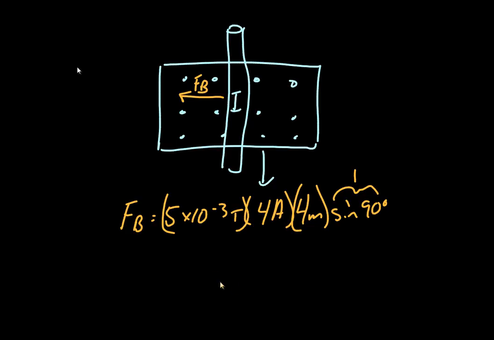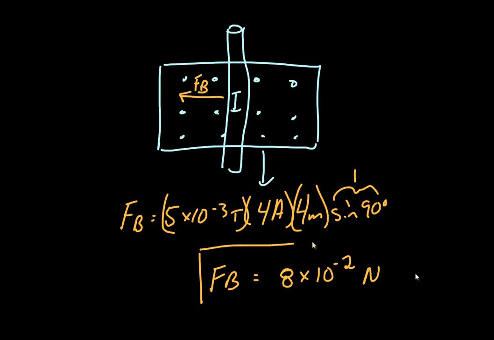Let's do some calculating here. So 5 times 4 is 20, times 4 is 80. So 80 times 10 to the negative 3, or 8 times 10 to the negative 2. Whoops, my bad. Math's hard. There we go. What units is this? This is in newtons. Okay, that does it. We're done.